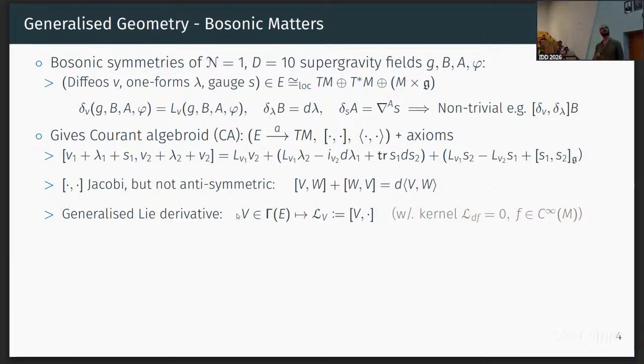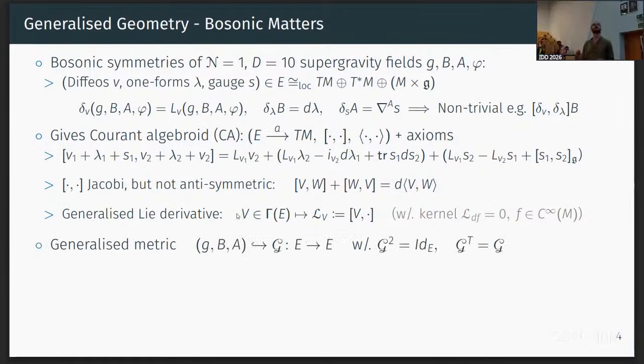As a quick side remark, because it's going to appear later, this generalized Lie derivative has a non-trivial kernel, because these transformations have a redundancy if you put something exact here. Okay, so this is the background for generalized geometry, this generalized tangent bundle, and now let's do some geometry on this thing.